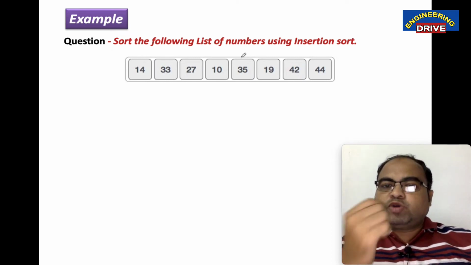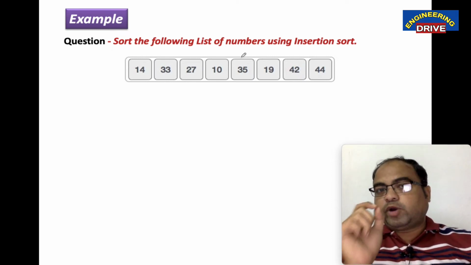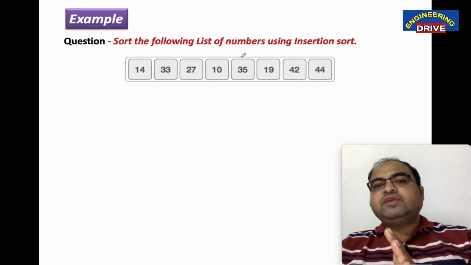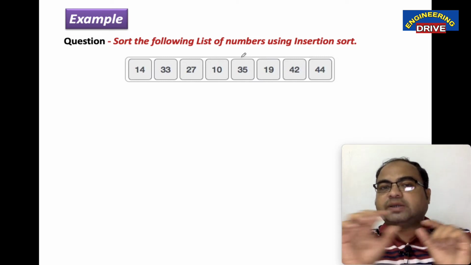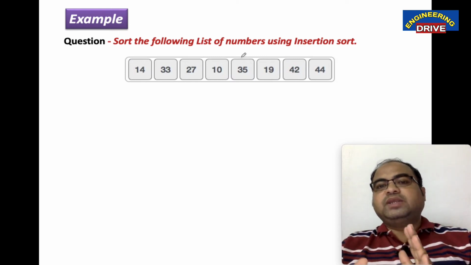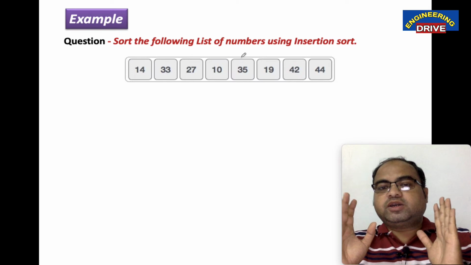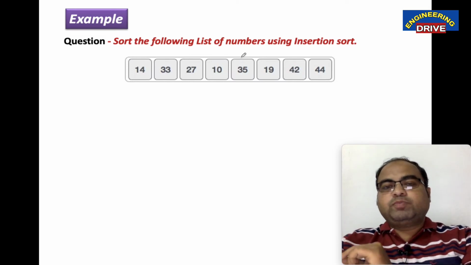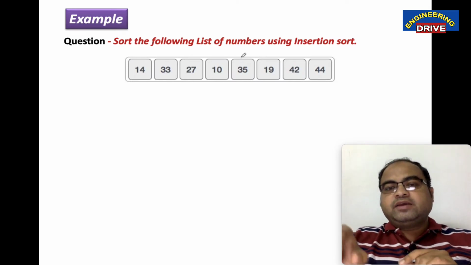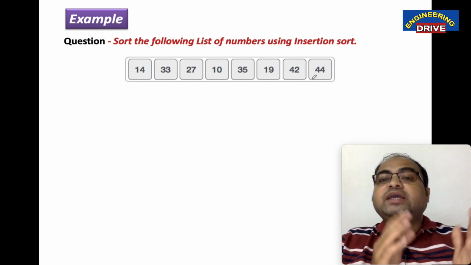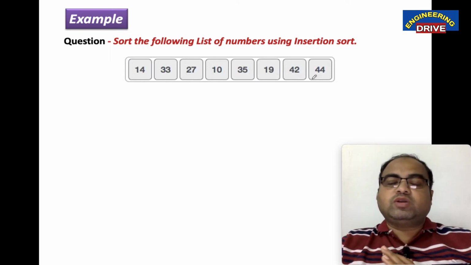Before I start this problem, you remember one point, the concept of the sublist. In insertion sort, finally we need to get at the left side one sublist. In that sublist, all the elements should be in sorted order. All the elements we need to pick up from the unsorted array, and we need to insert them one by one into the sorted sublist. That is our goal. How can we do that?